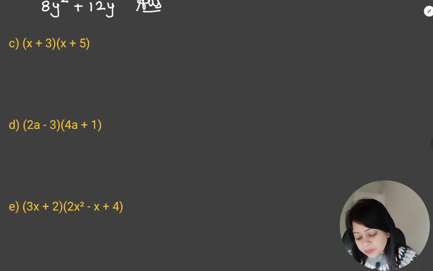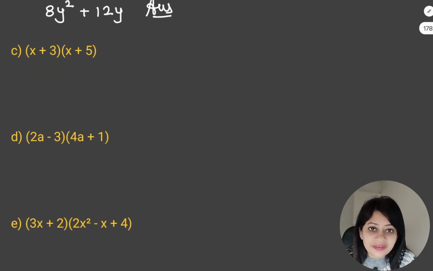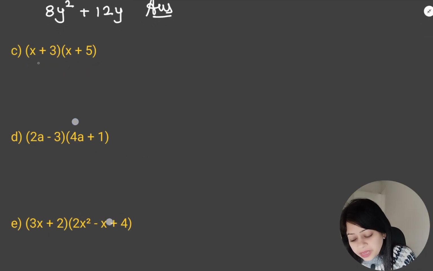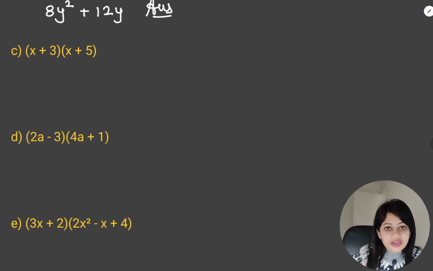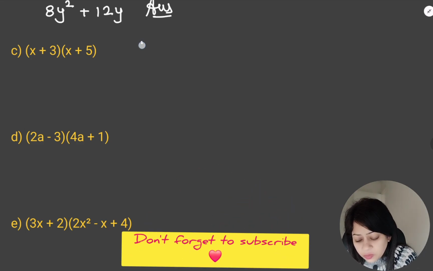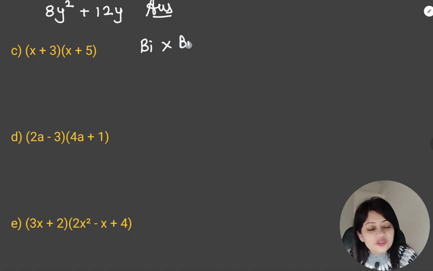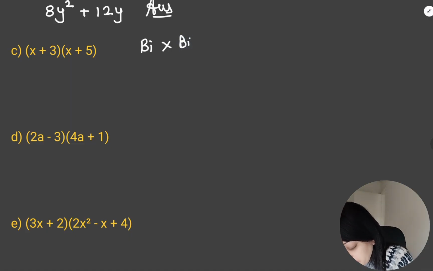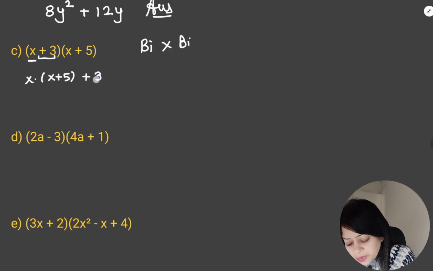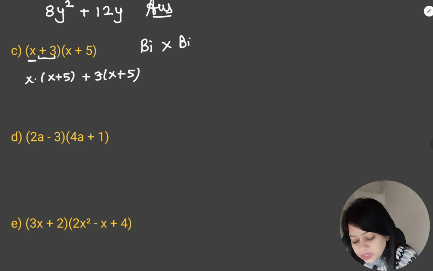Now, we are multiplying binomial with a binomial, right? x plus 3 multiply x plus 5. This is a little bit tricky now. We are multiplying binomial with a binomial. So whenever you have this question, you first pick this x, okay? And then multiply it with the whole bracket, right? Then this is plus 3, so you write plus 3. Then multiply it with the whole bracket. Are you getting my point? First term multiply with both terms of the bracket, and then the 3 multiply it with the bracket.